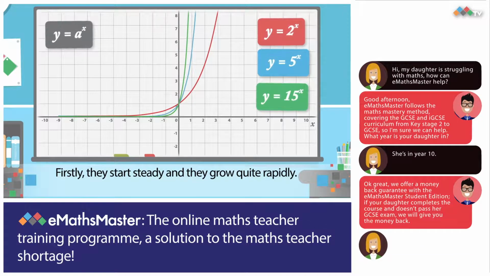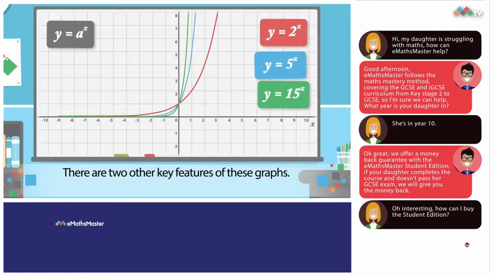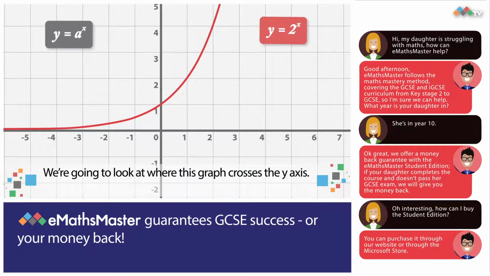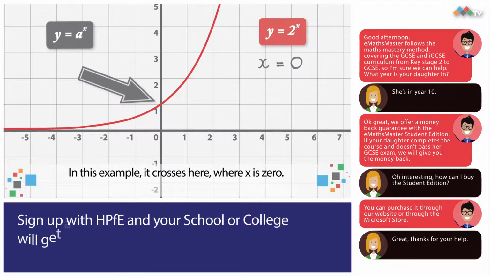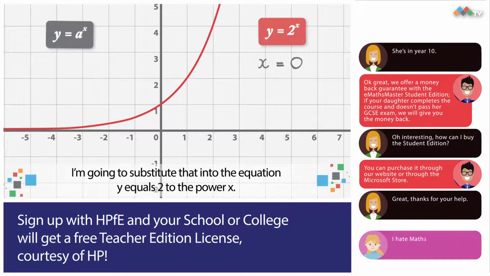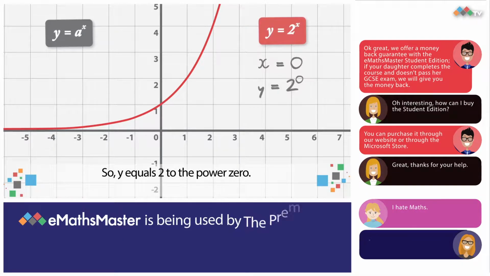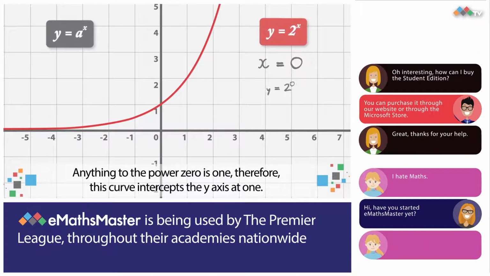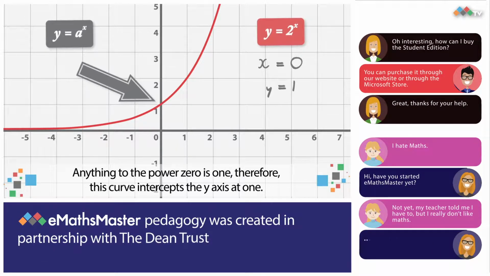Firstly, they start steady and they grow quite rapidly. There are two other key features of these graphs. We're going to look at where this graph crosses the y-axis. In this example, it crosses here, where x is 0. I'm going to substitute that into the equation y equals 2 to the power x. So y equals 2 to the power 0. Anything to the power 0 is 1. Therefore, this curve intercepts the y-axis at 1.